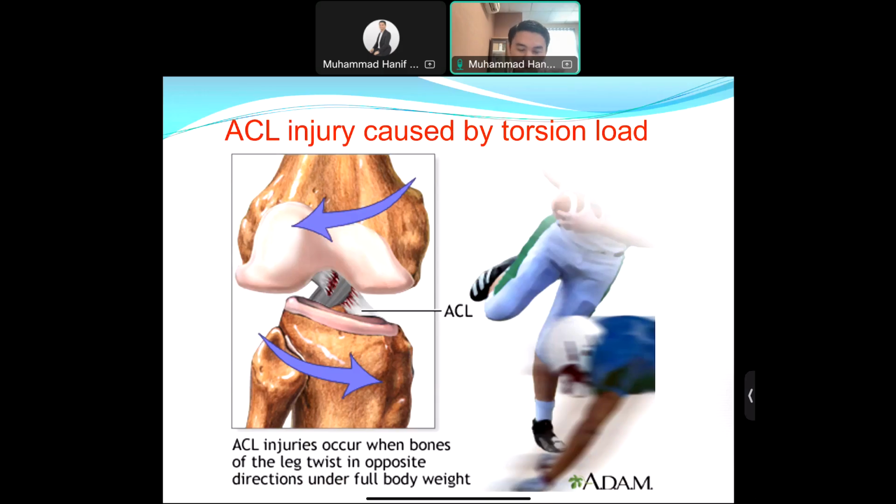So the anterior cruciate ligament, as stated here, okay, if there is excessive torsion between the femur bone and tibia bone. Okay, so this one is the femur, this one is the tibia. So if let's say you have excessive torsion like this, the ACL will be torn partially or fully torn. Okay, so this is also illustrating the effect of excessive torsional load on the human body.